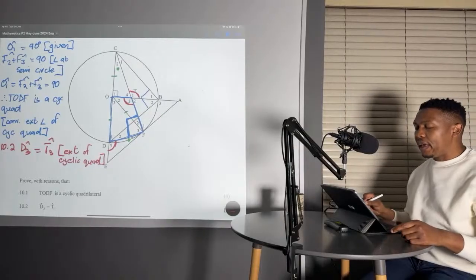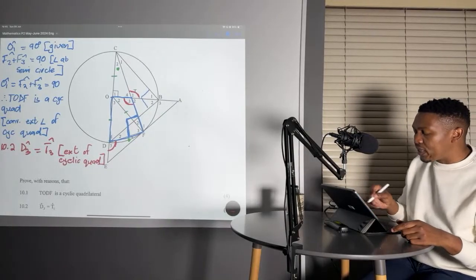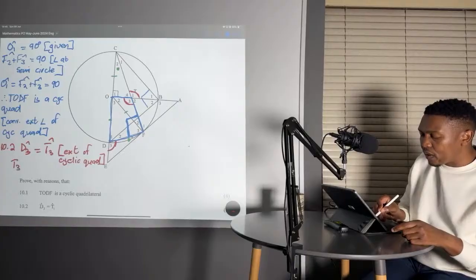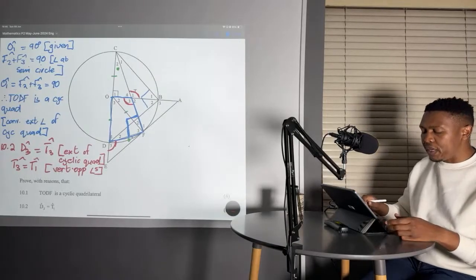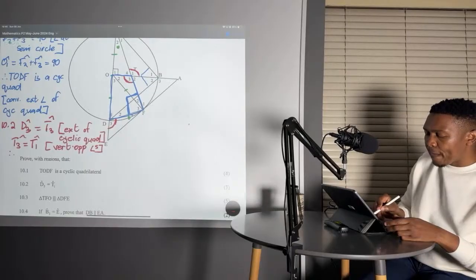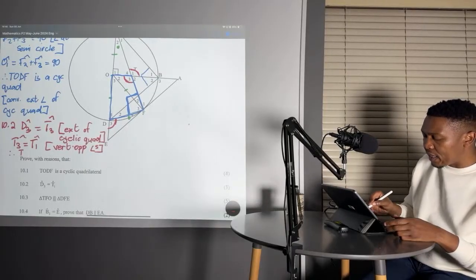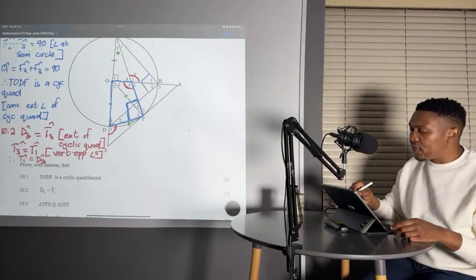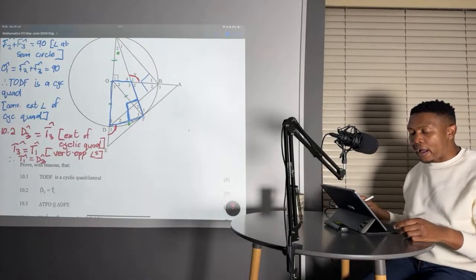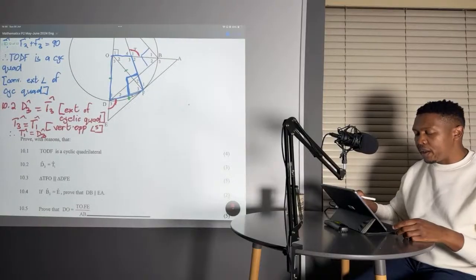Okay? And then, what do I note? But I know that T3 is equal to T1. These are vertically opposite angles. And so what does that mean? It means, therefore, T1 is equal to D3. All right, so we've noted those two are equal to each other. Right, we've been able to prove that.